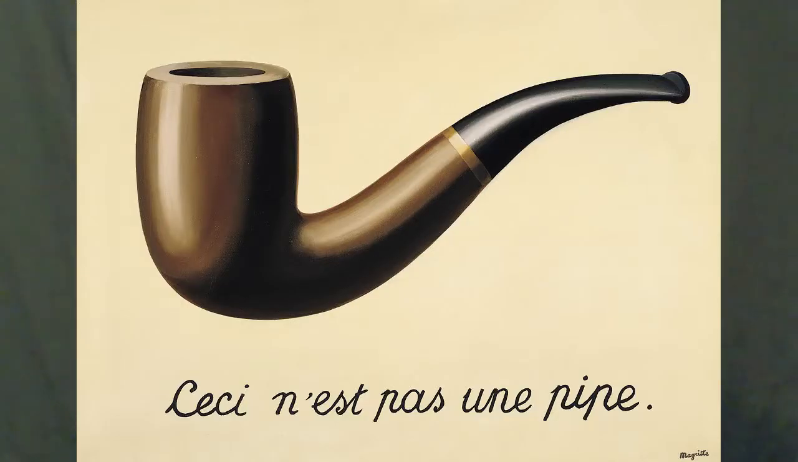Take this famous piece by Magritte as an example. The French text translates to, "This is not a pipe." But it is a pipe, isn't it? No, it's a picture of a pipe. A picture of a pipe is not the same thing as the actual pipe, and neither is the word pipe, or pipe in French.